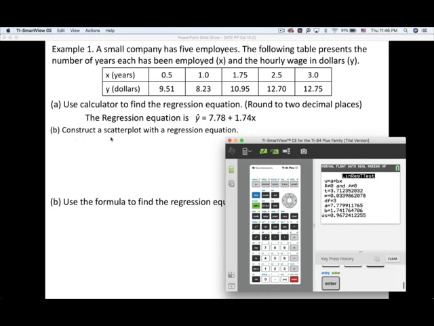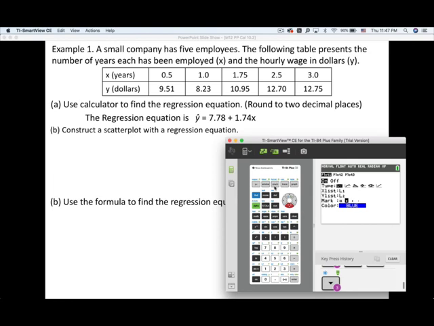And then part B, construct a scatter plot with the regression equation. Since we have this screen already, we're going to keep going to construct a scatter plot. Click on second, y equals, and turn on the number 1. Enter, enter, turn it on. Go down and choose the first picture in here. Enter. My x is going to be on L1, y on L2. The mark here doesn't matter which one you pick.